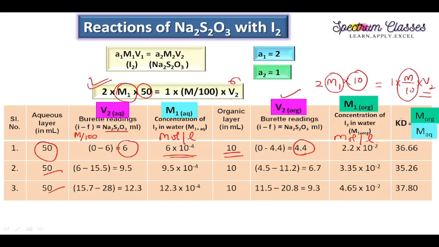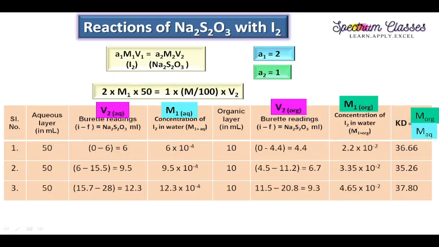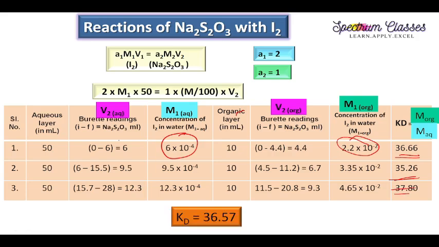So the KD, which is the distribution coefficient, is equal to the concentration in one phase divided by the concentration in another phase. I have chosen organic divided by aqueous. On dividing these two, I'm just going to show you, this divided by this one, I get this value and this value. Taking the average of these three, we get this.